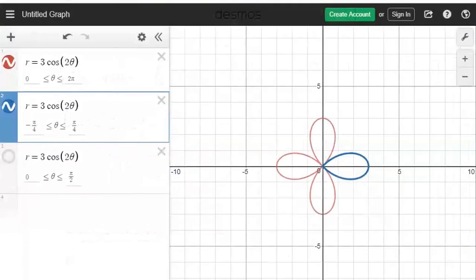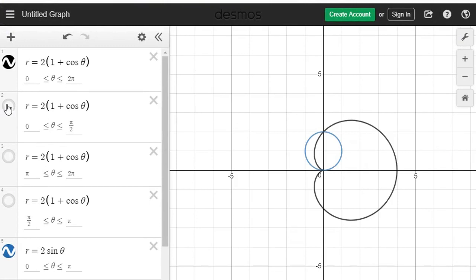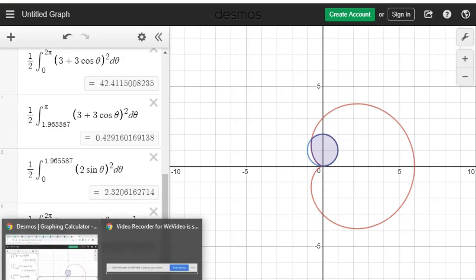Once again, a little Desmos. What we're doing here is taking this and wanting to find the area of the whole thing, which means we're going to subtract the blue and the red, and we end up with just the black. Okay, now, final problem.